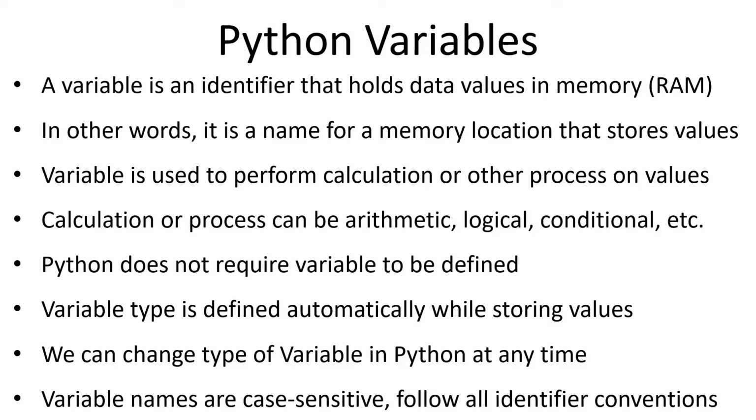Since variables are identifiers for memory locations, we must follow all conventions or rules set for naming identifiers that we learned just now. Two or more variables with the same name but different case letters are different. In fact, all identifiers in Python act the same way.